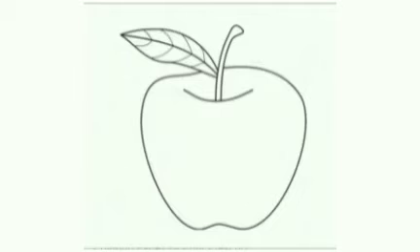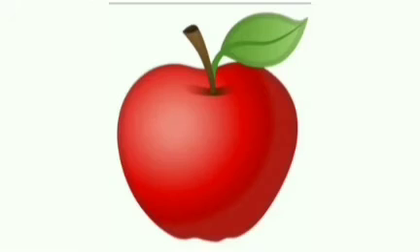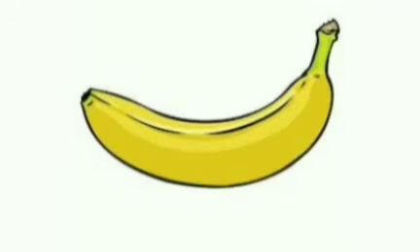Children, what's this? It's an apple. What color is the apple? The apple is red. What's this? It's a banana. And what color is the banana? The banana is yellow. What's this? It's a lady finger. What color is the lady finger? The lady finger is green.